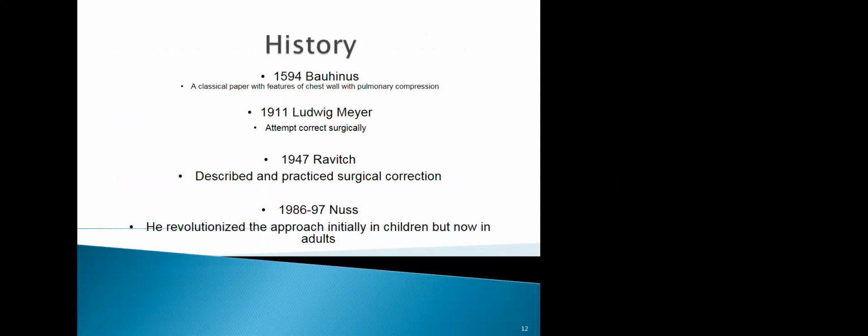In 1594, a chest wall deformity was described, and also in 1911, one of the surgeons tried. But the significant understanding of Pectus Excavatum came through Ravitch, and he described a surgical procedure. And up till now, we still do similar procedures with different modifications.